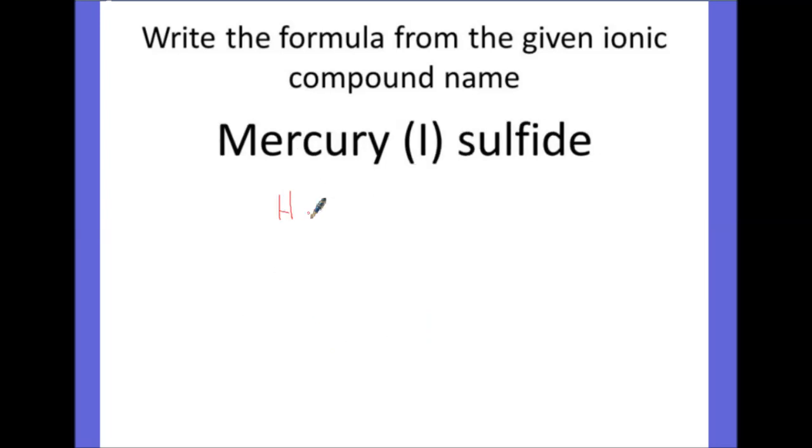Alright, let's take a look at mercury 1 sulfide. So we have Hg2 with a +2 charge. Sulfide, you are an S with a -2 charge. Hey, look. Equal but opposite charges. They cancel out, and you just write the symbols together. Just kind of squish them together. Hg2S. And I'm done.